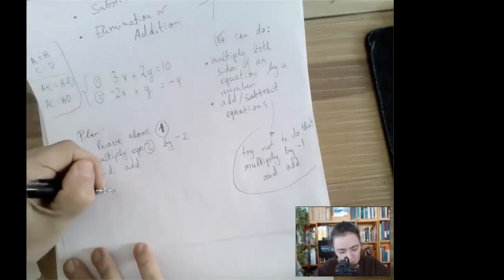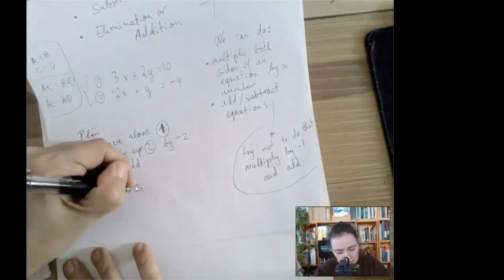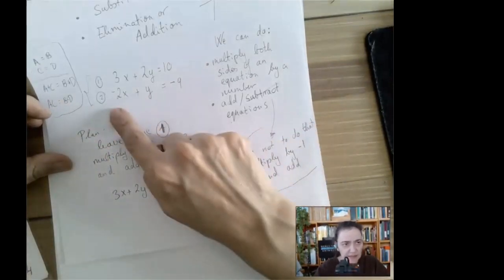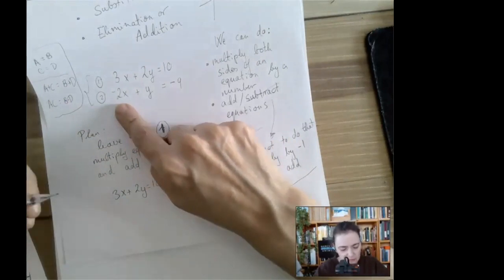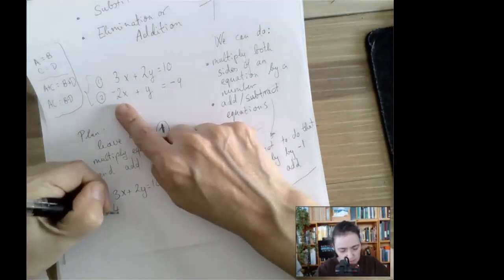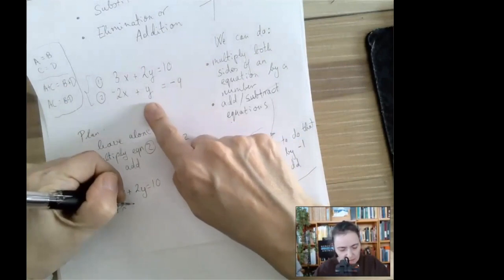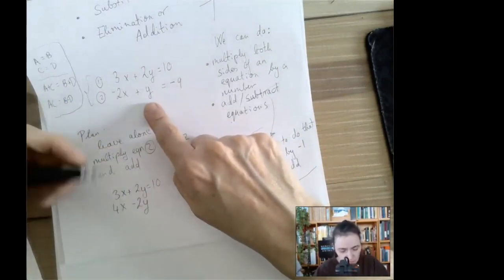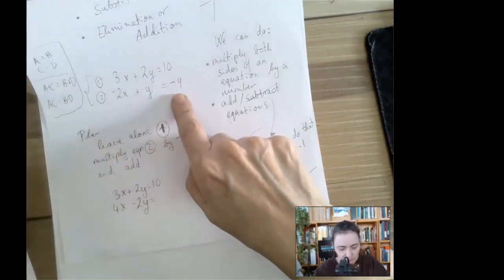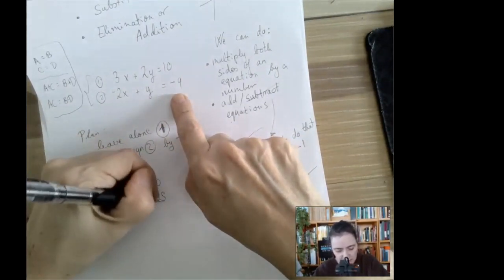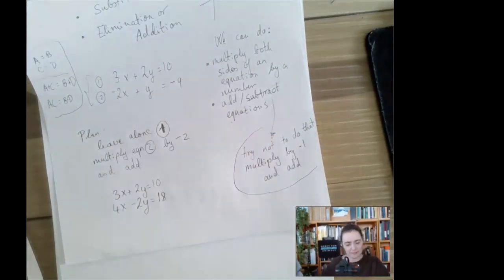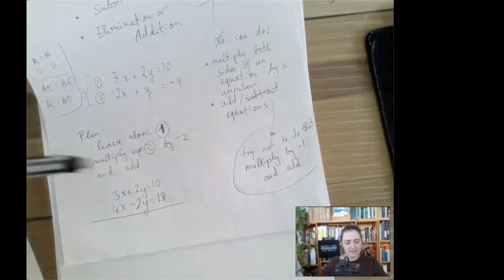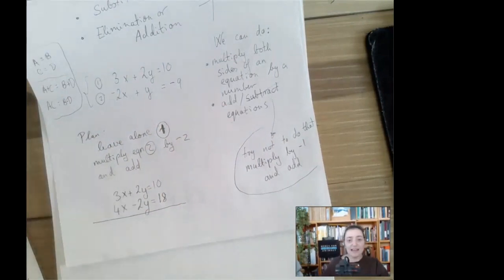The first equation is 3x plus 2y equals 10. And now both sides of the second equation, we're going to multiply by -2. Negative 2 times minus 2x is plus 4x. Negative 2 times y is minus 2y. And negative 2 times negative 9 is 18. Why did I do that? Because now when I add, y is eliminated.